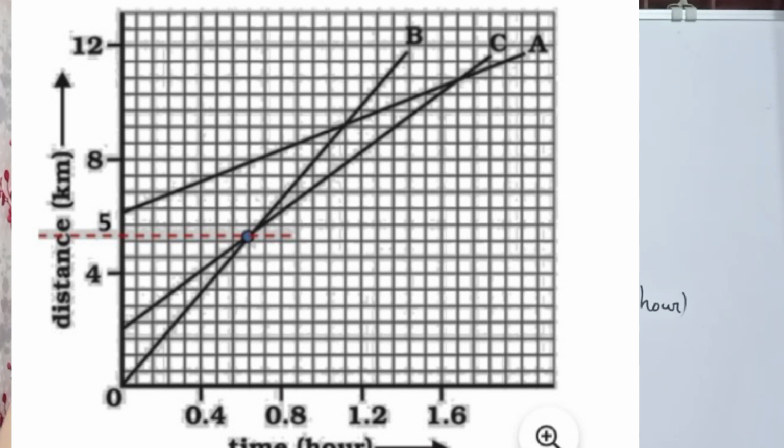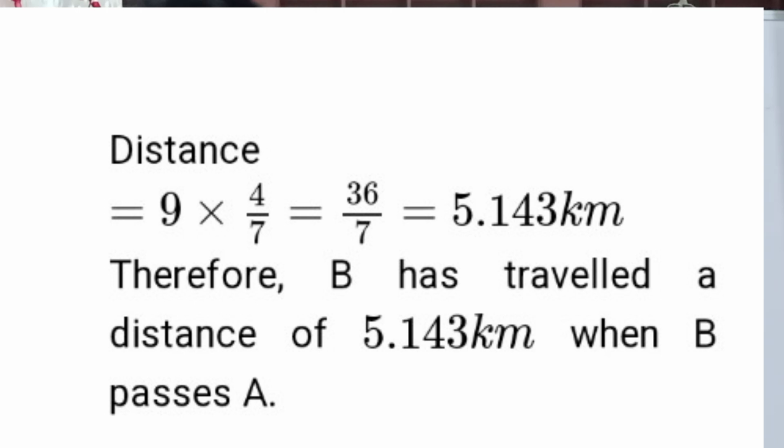From the graph we can see the distance covered by B at the time it passes C, here it is marked. We can count the boxes. How many boxes are there? Yes, there are 9 boxes. Each box is 4 by 7 kilometers, so the distance is 9 into 4 by 7, that is 36 by 7. So the distance traveled is 5.143 kilometers. Therefore B has traveled a distance of 5.143 kilometers when it passes C.